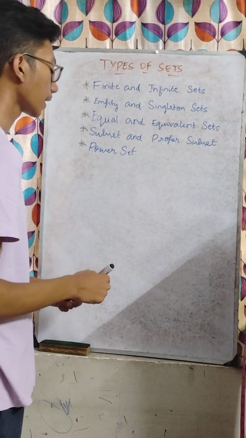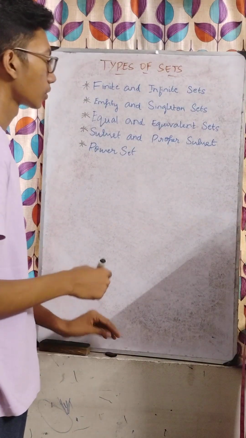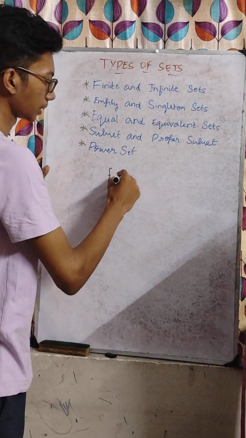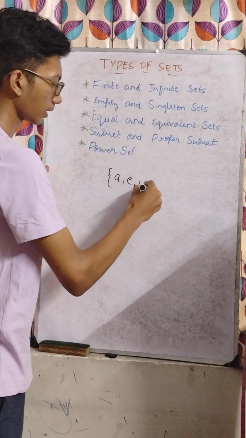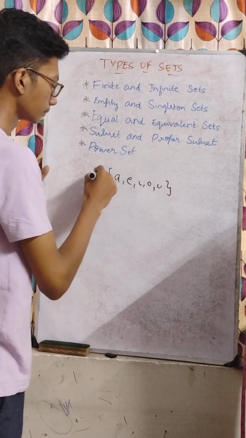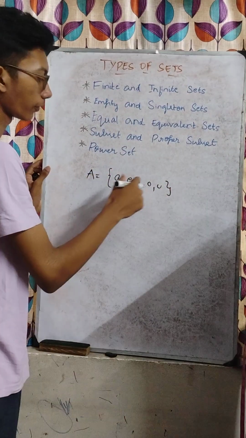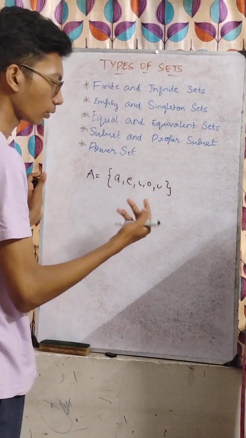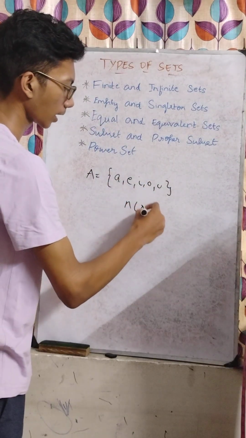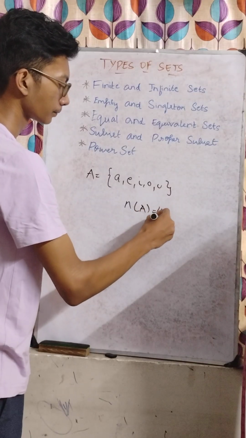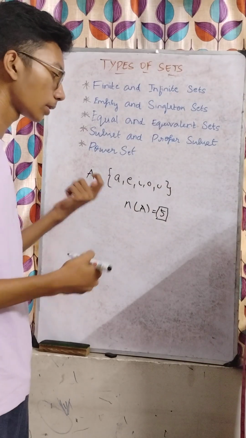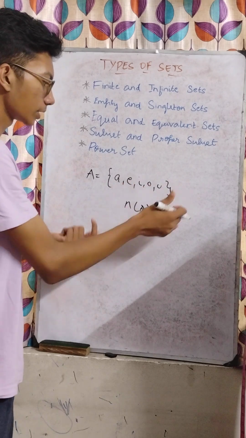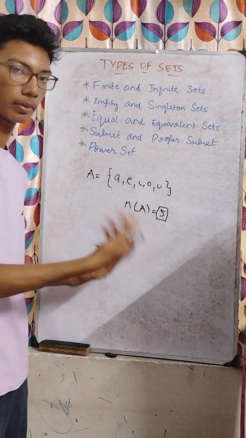So first, finite and infinite sets. As the name implies, let's say we have a set A with elements A, E, I, O, U. Let's say A is the set of all vowels in the English alphabet. So this is a finite set. Why? Because we can calculate n of A as 5. Now this 5 is a countable number. We can count the elements of this set and get the value of a whole number.